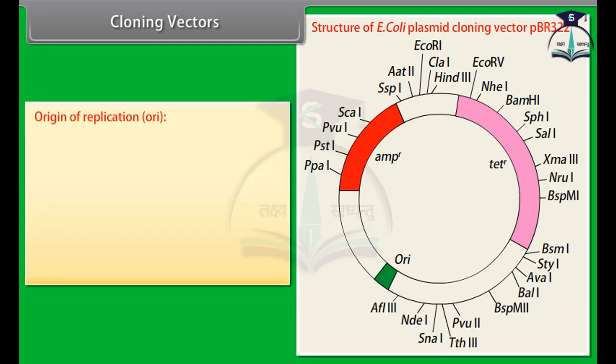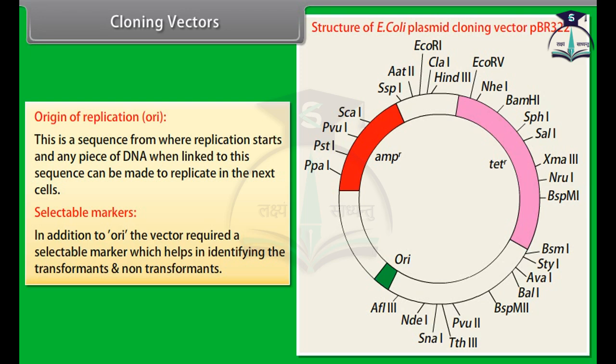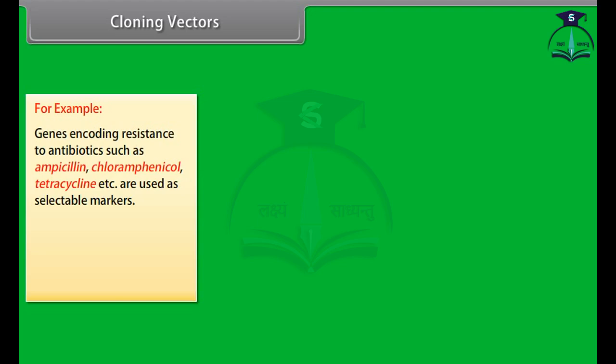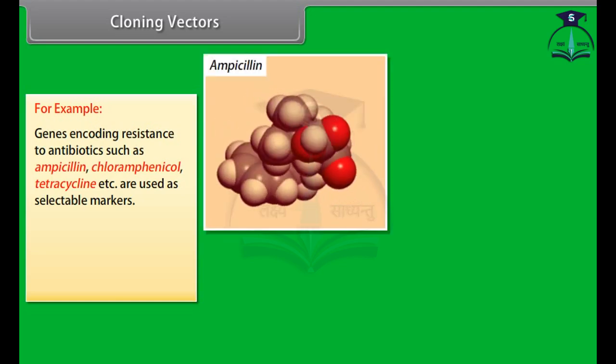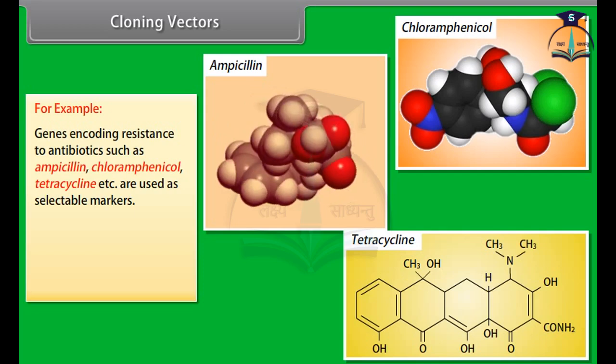Origin of replication. This is a sequence from where replication starts, and any piece of DNA, when linked to this sequence, can be made to replicate in the host cells. Selectable markers. In addition to ORI, the vector requires a selectable marker, which helps in identifying the transformants and non-transformants. For example, genes encoding resistance to antibiotics such as ampicillin, chloramphenicol, tetracycline, etc. are used as selectable markers.